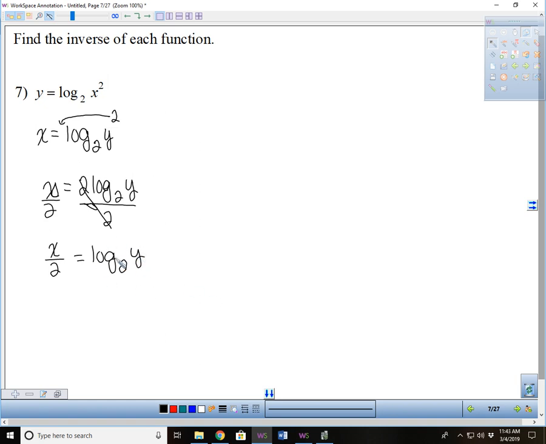Now that I have my log completely isolated, I want to get rid of the log base 2, so I need to raise it with a base of 2. So I've got 2 raised to the log base 2 of y. And then the 2 and log base 2 cancel. So I have my y by itself. I'm going to go ahead and put it into inverse notation. So I have 2 raised to the x over 2 power. Lots of 2's.